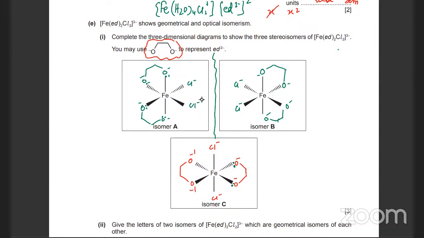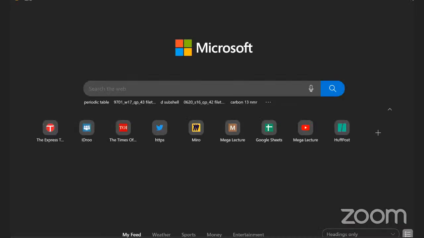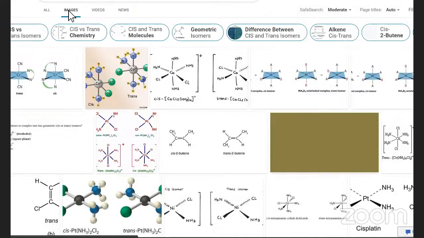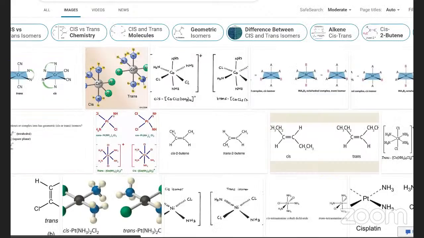I'll just revise cis and trans complexes. This is easy. If you have ligands, we can have a quick look at cis and trans isomers in complexes. You just have to remember the simple ones.